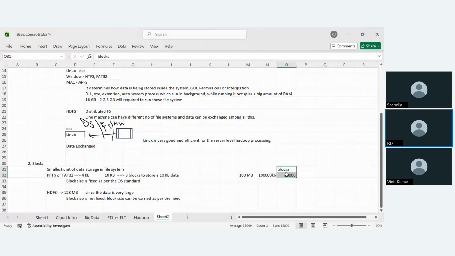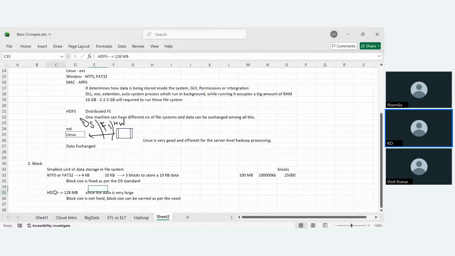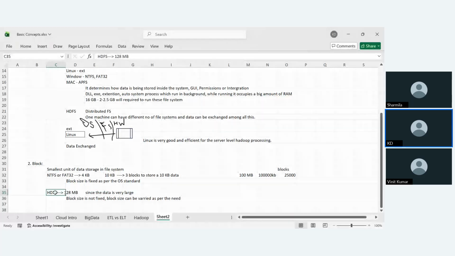Which is going to be very hard for the system. Right now the system capabilities have increased, so 100 MB is nothing. But from a general perspective, if your block size is 4 KB, it may be very tedious for the system to manage this amount of data. But when you are using HDFS, 100 MB will be nothing for it because it is just one block, not even one full block size, right?